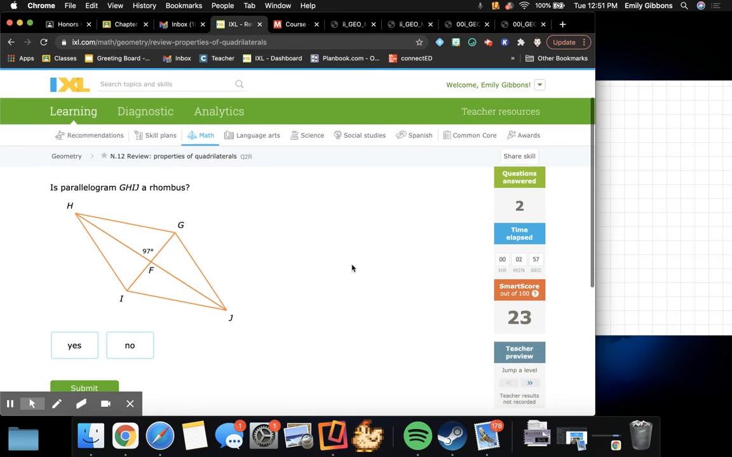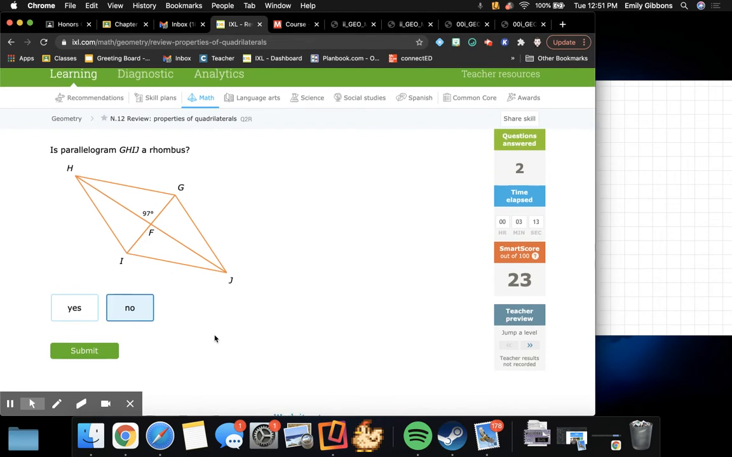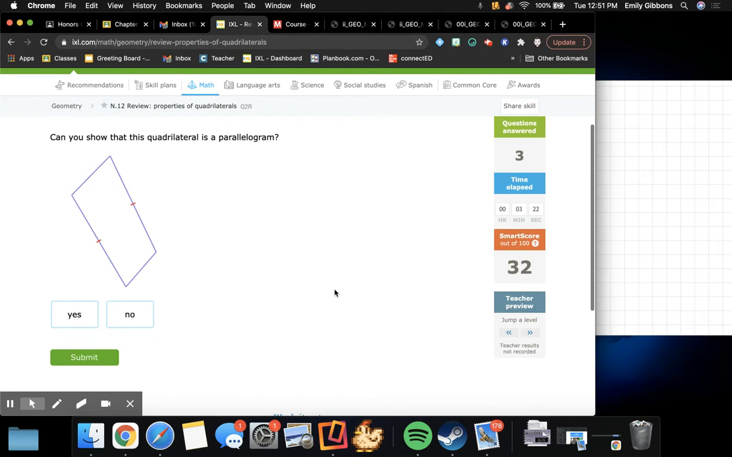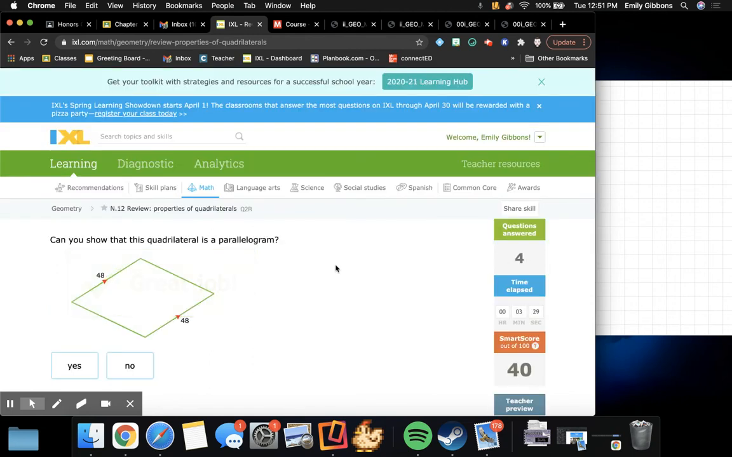All right, let's look at this. Is this a rhombus? Well, certainly looks a lot like a rhombus, but the only thing that I'm given is that it's a 97-degree angle right there. Now, this means that it's not going to be a rhombus because the diagonals in a rhombus are perpendicular to each other, so they have 90-degree angles there, not 97. All right, can I show that this is a parallelogram? No, I can't show that that's a parallelogram. Who cares if it has 2 congruent sides?